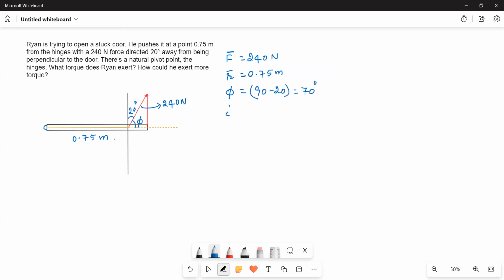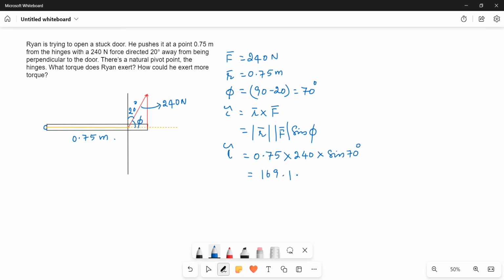Now torque tau is equal to R cross F bar, that is equal to mod R bar mod F bar sine phi. Therefore tau is equal to R bar, 0.75, times force 240 newtons times sine 70 degrees. So this gives 169.1 Newton meter. Now, what is the second bit? How could he exert more torque?